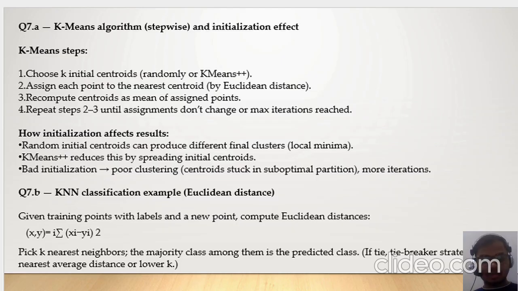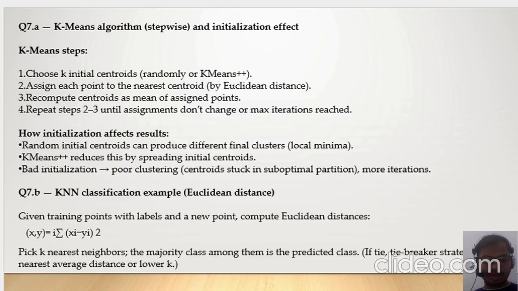How does initialization affect the result? Random initialization of centroids can produce different final clusters and local minima. K-means plus plus reduces this by spreading the initial centroids. Bad initialization gives poor clusters, with centroids stuck in poor positions.